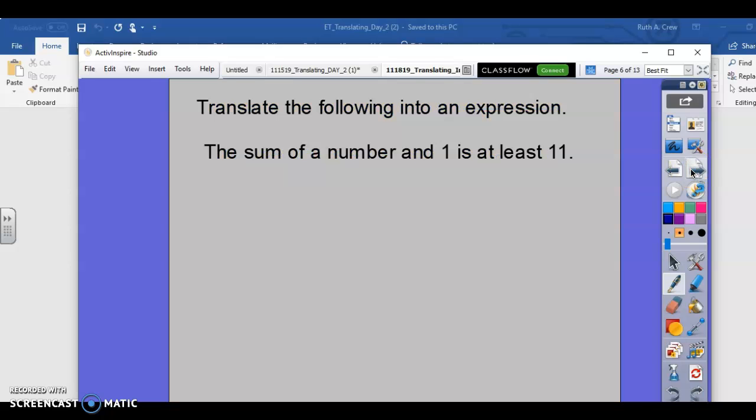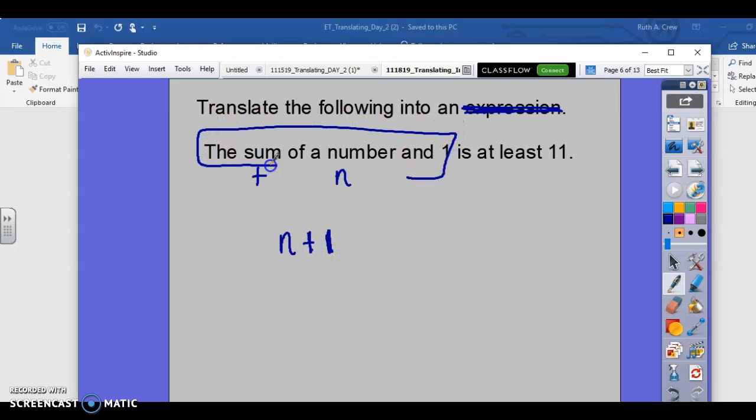Number 2. These are all inequalities. So the sum of a number and 1 is at least 11. So sum means add. Number is going to be, we can use n if we want, x, y, whatever variable you choose. So n plus 1. That's the value we're talking about, is this right here. So we want this to be at the least 11. So we want this to be bigger than or equal to 11. So that's what it means, at least. This needs to be larger.